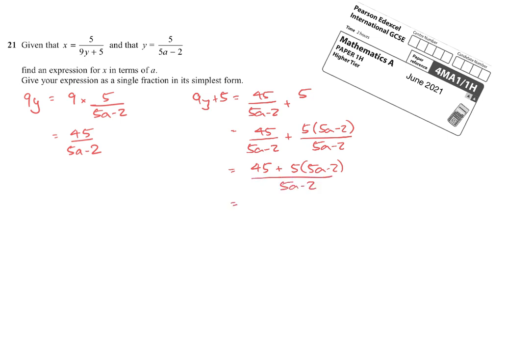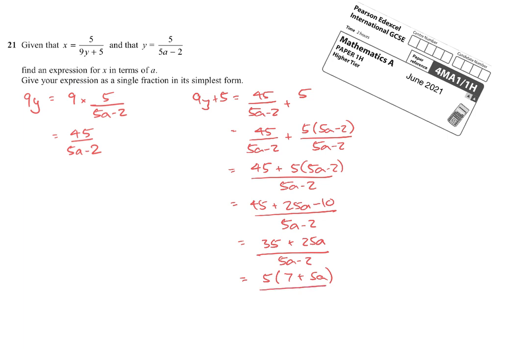Now let's tidy up the top on there. So we've got 45 plus 25a minus 10 over 5a minus 2. And then that equals 45 minus 10 is 35, so it's 35 plus 25a over 5a minus 2. And let's factorise the top. Pull out the 5, so we've got 5 bracket 7 plus 5a over 5a minus 2. And that step there, when we actually factorise, I think is really important. It's really crucial, because that's going to come in really handy because we have a 5 as a numerator.